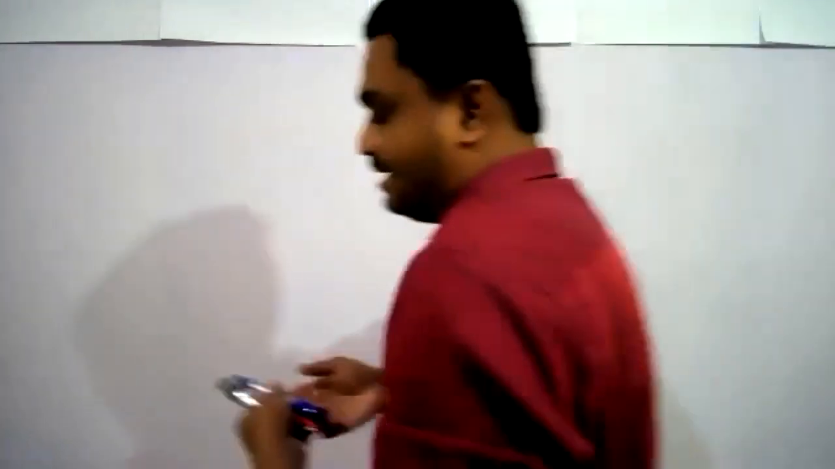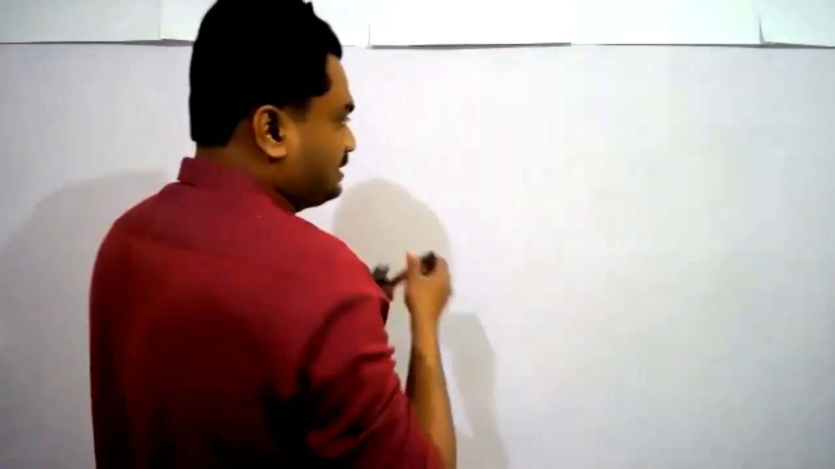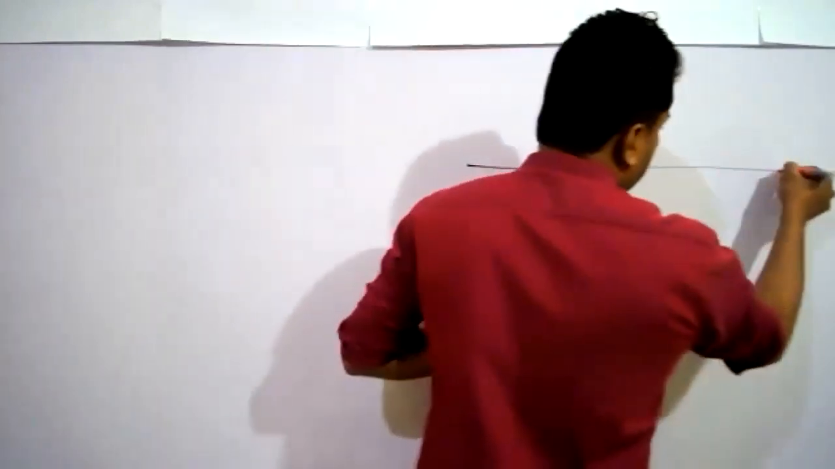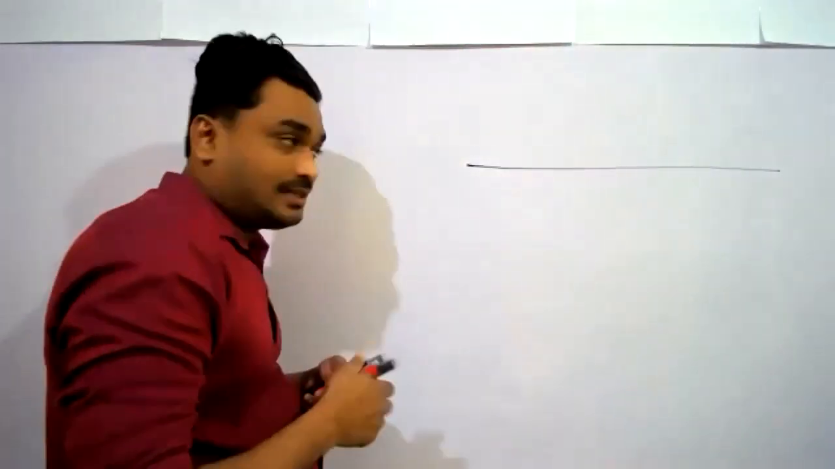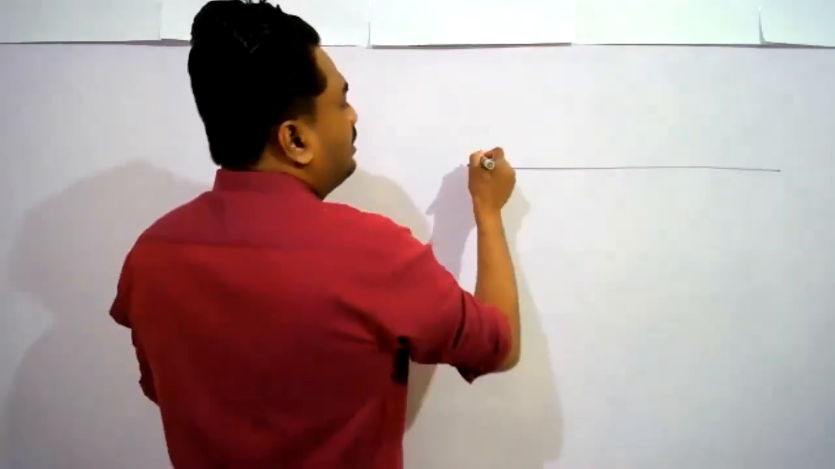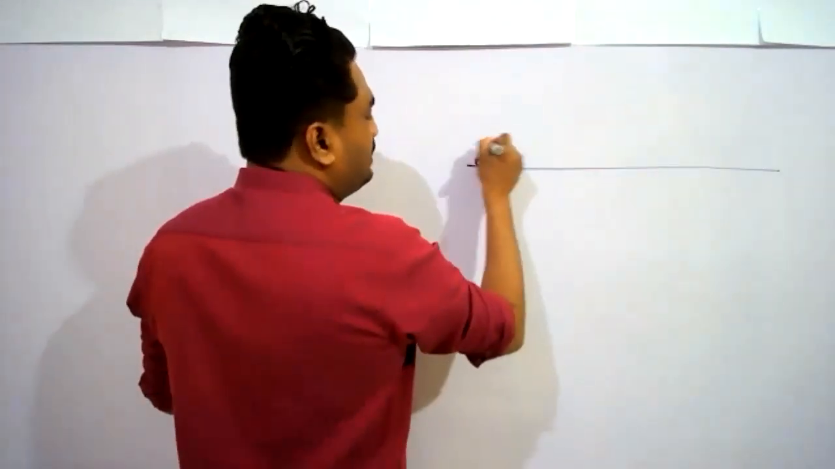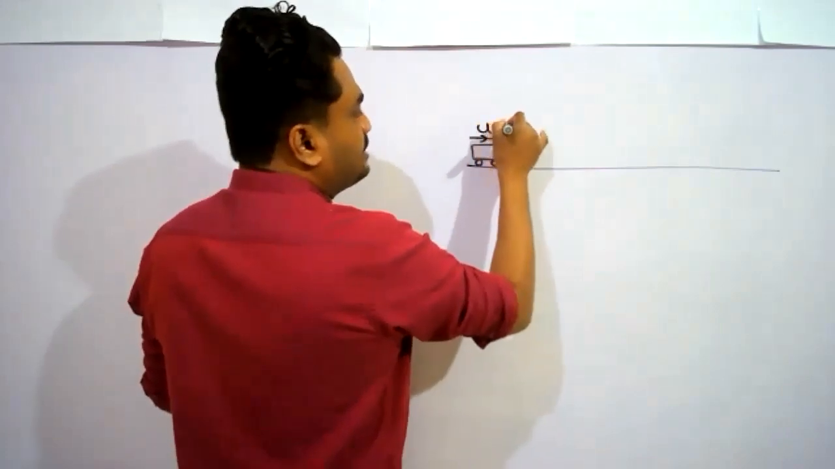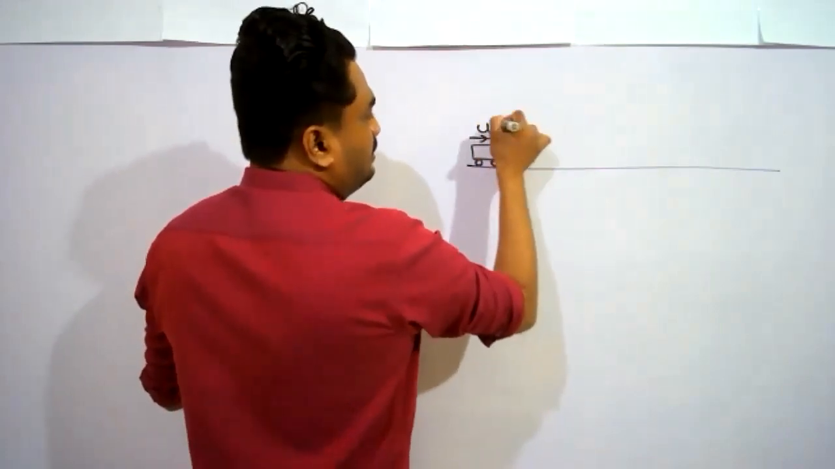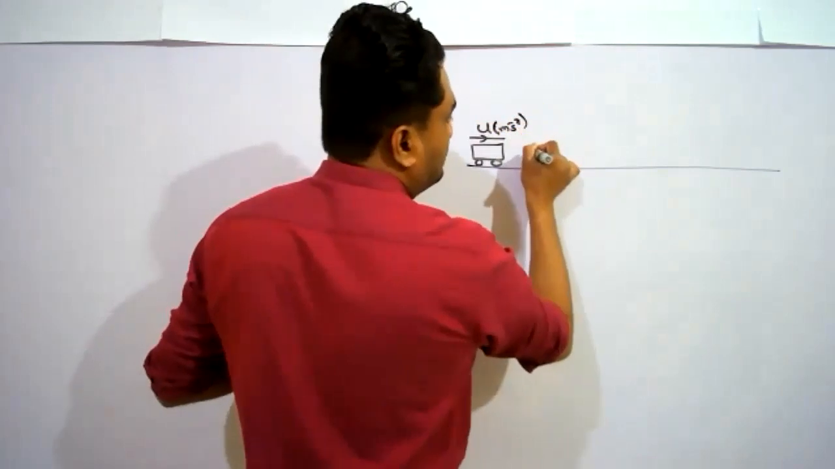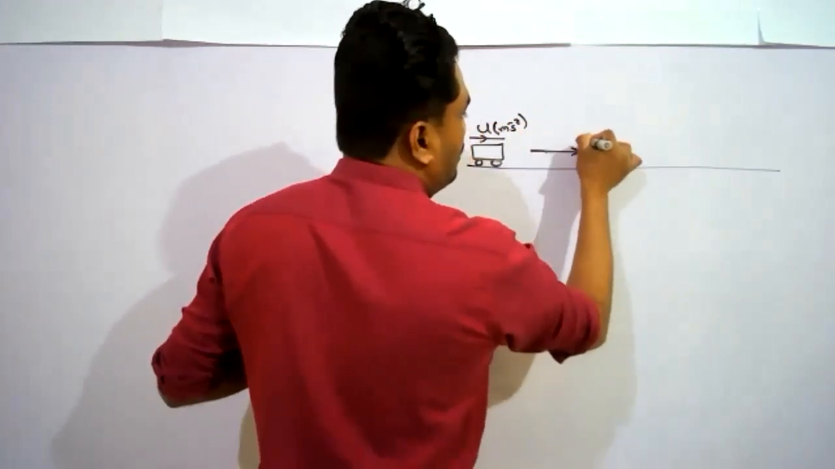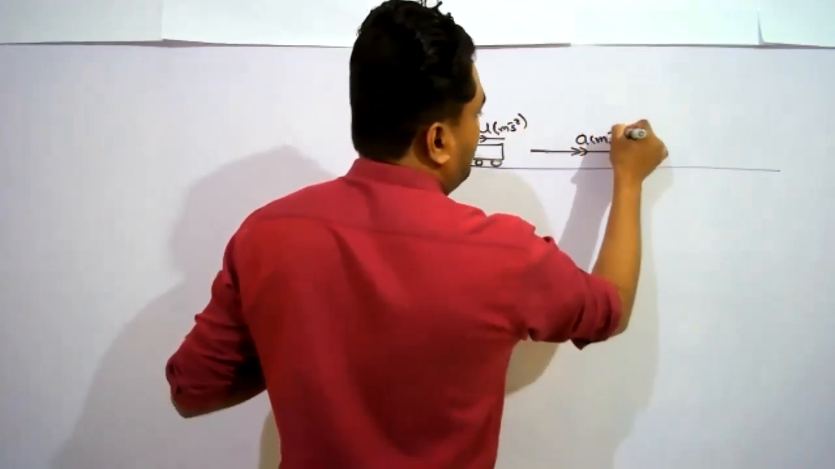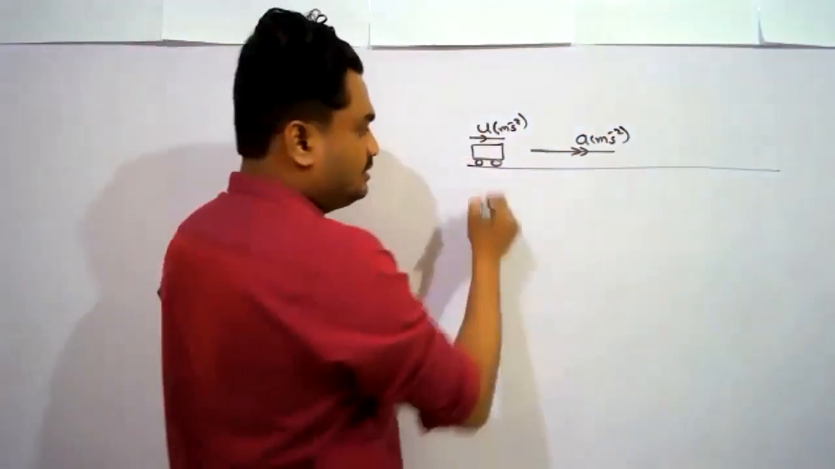Look at the board. I have asked you to consider an object moving along a straight line path, something like this. The initial velocity of this object is u meters per second. It travels with an acceleration of a meters per second squared.